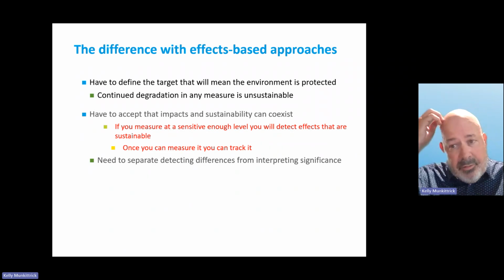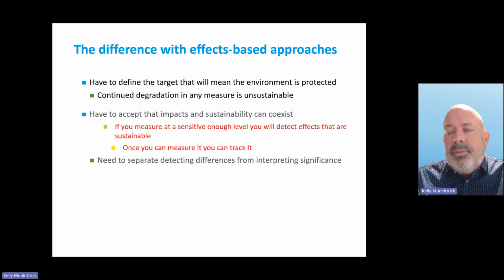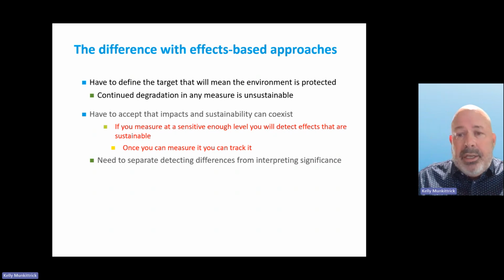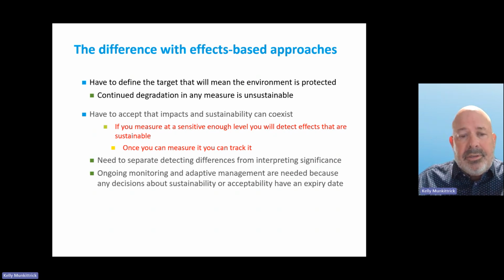One of the challenges we get with monitoring committees is they all want to be regulators. The job of monitoring is to provide regulators and decision makers with the information they need to make decisions. Ongoing monitoring and adaptive management are needed because any decisions about sustainability or acceptability have an expiry date. If I have 3 dry years or 3 wet years, or a new development comes in, or a new species comes in, the situation may change.